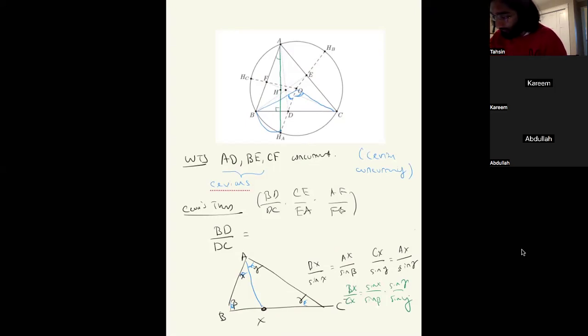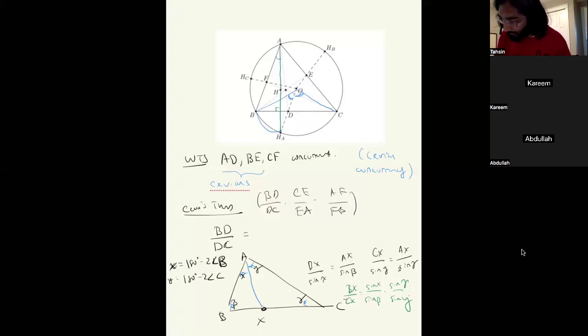So let's just fill in the picture here. For us, this angle X, which is blue, is twice 90 minus angle B. So this is 180 minus twice angle B. And then Y is 180 minus twice angle C.